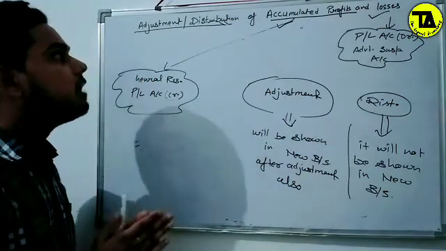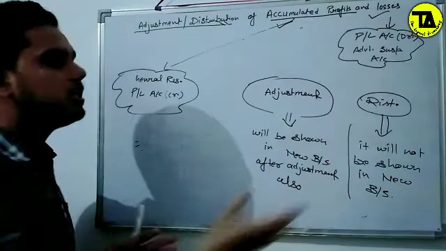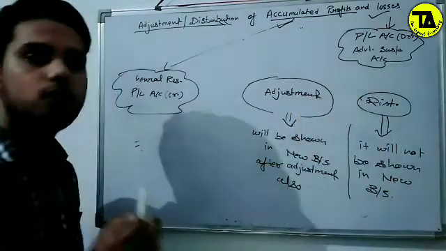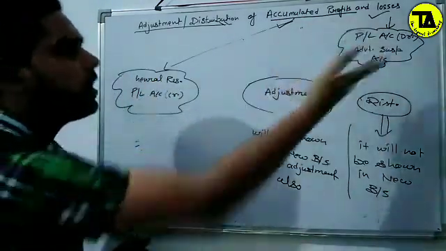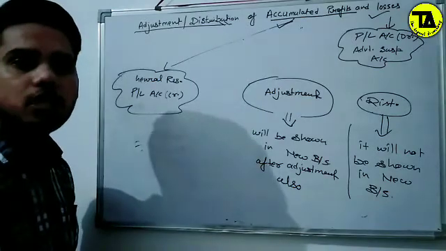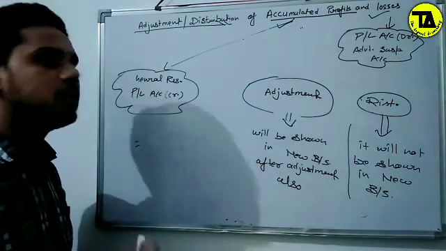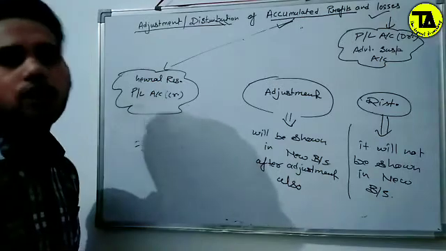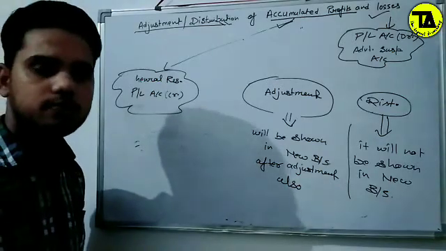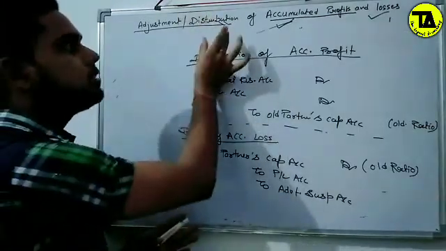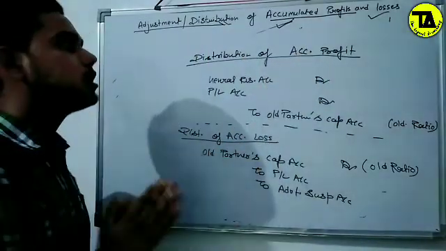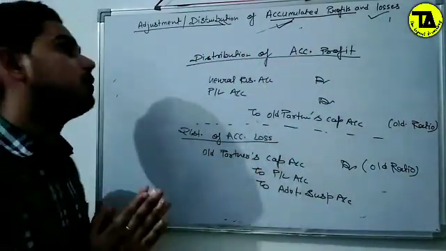Now let's see what the treatment will be. Firstly, let's see the treatment for distribution. If we have to distribute accumulated profit or accumulated loss, what will be the journal entry? After that, we will see the journal entry for adjustment of accumulated profit and accumulated loss.